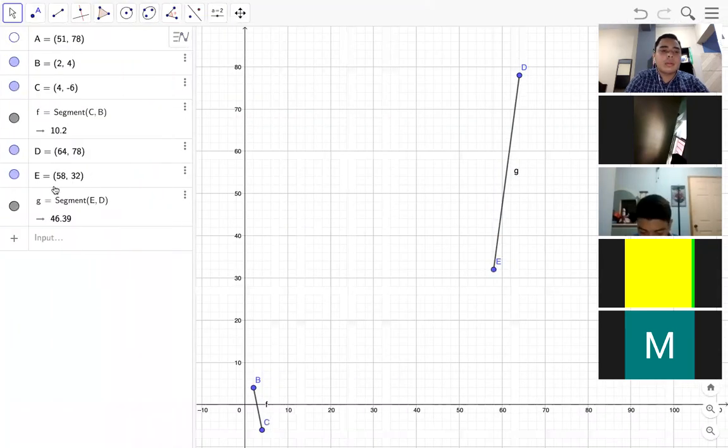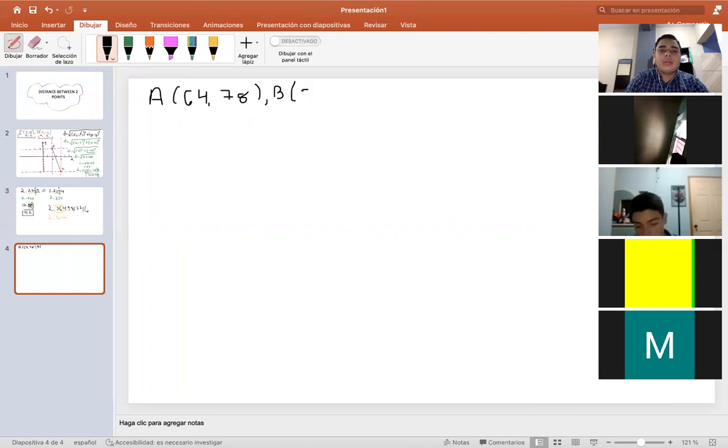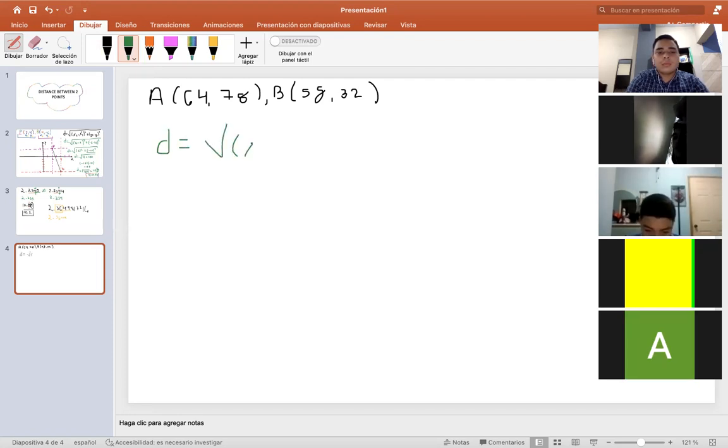Okay, 58 and 32. Well, now, who can repeat the formula, guys? Who can remember the formula? D is equal to the square root of (x2 minus x1) elevated to the second power plus (y2 minus y1) elevated to the second power.